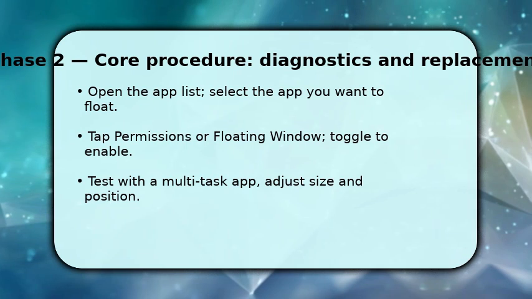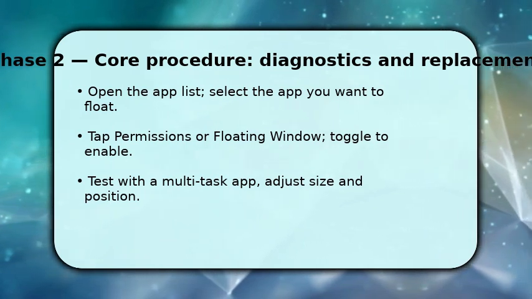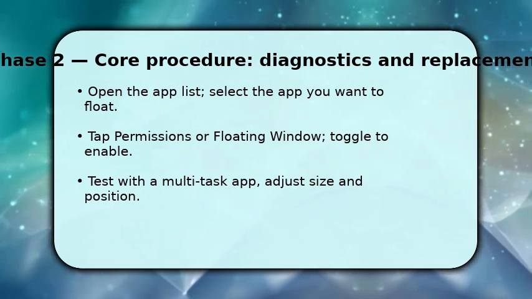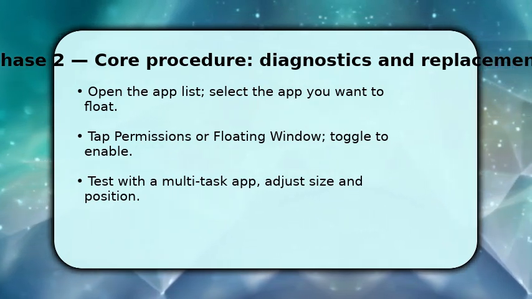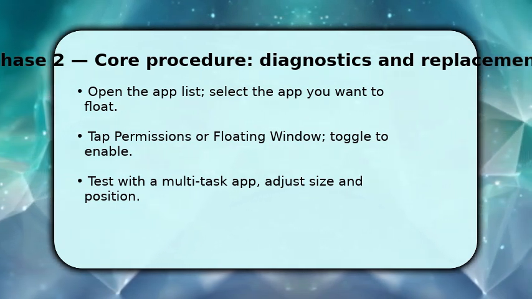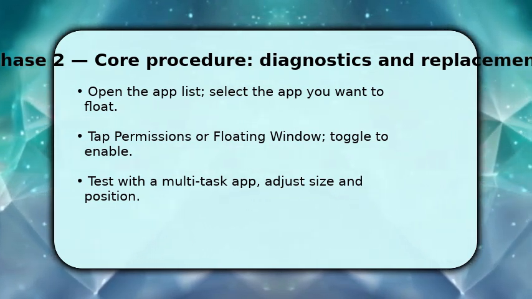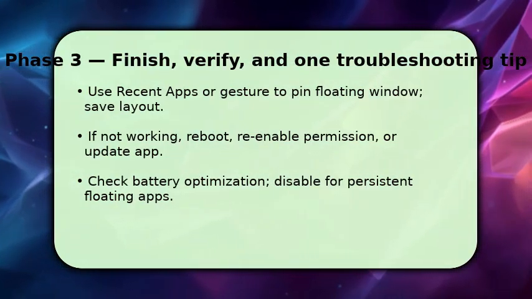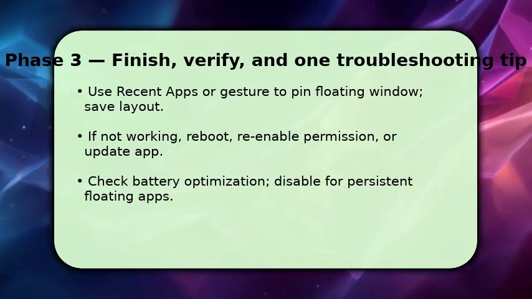Next, open the app and use the Recent Apps button or the In-App menu to activate the floating view. You can drag corners to resize and move the window. Doing this shows why per app control avoids unwanted overlays and keeps performance steady. Finish by pinning or saving the floating window layout so it reopens where you want. Use Recent Apps or the app's floating icon to lock position.